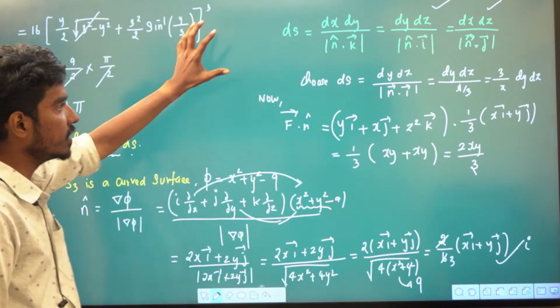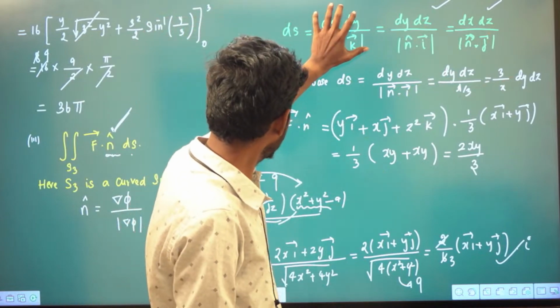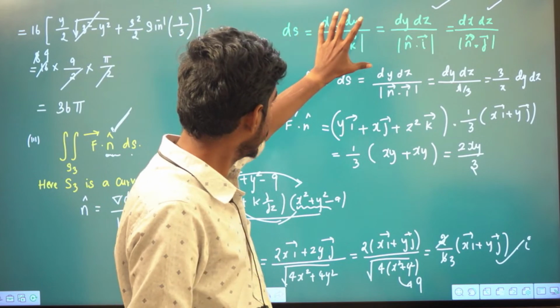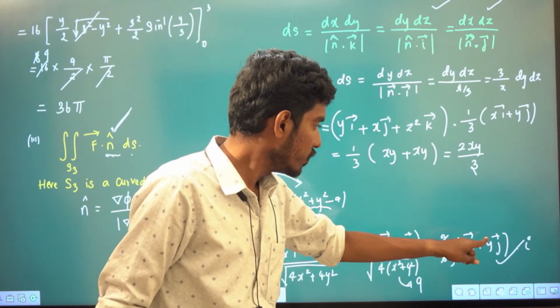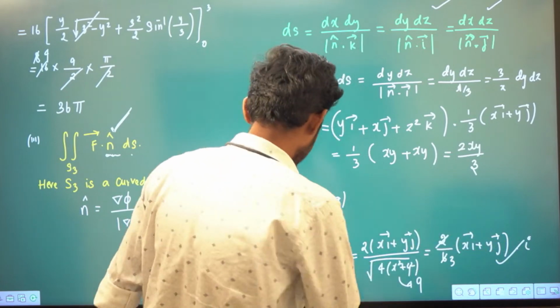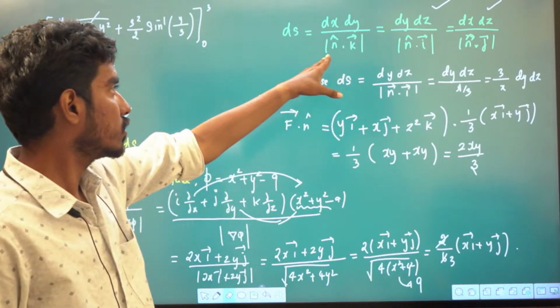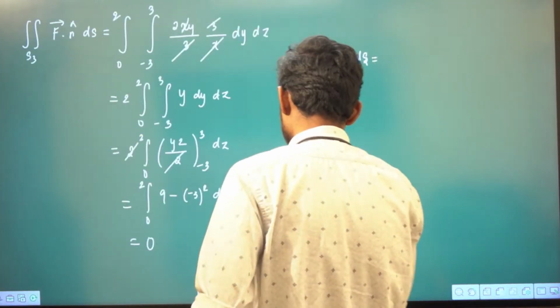Now you can choose ds to be any one of these three. But don't choose the one with k: if you choose that, n cap dot k will be 0. So you can choose either this or this. If I choose this, n cap dot i will be x by 3. So it will be 3 by x dy dz for ds. Now apply that, and you will get S3.